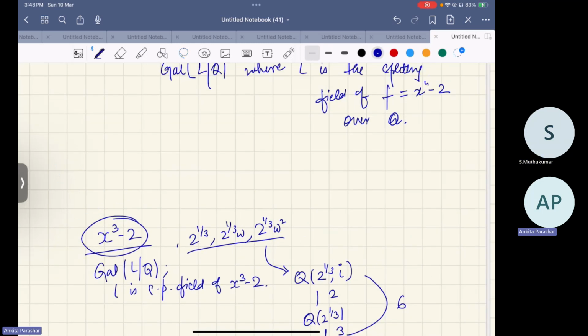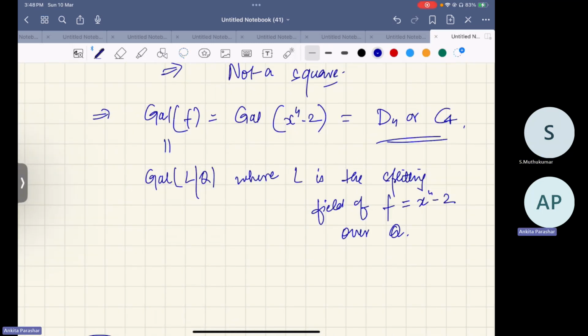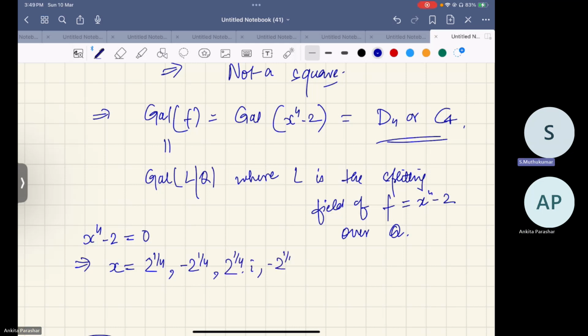Our question is: x^4 minus 2, what is the splitting field? It's not that difficult, right? We have done several such types of questions. So let us write out the roots. The roots are 2^(1/4), minus 2^(1/4), 2^(1/4)i, and minus 2^(1/4)i.